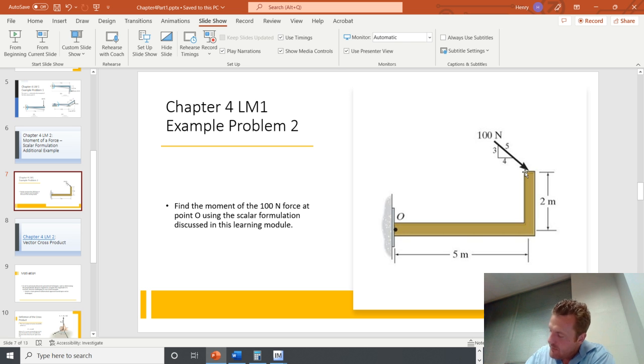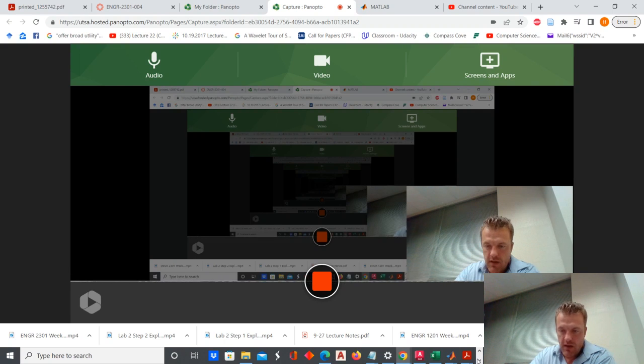And we're applying a 100 Newton force, and we're given some geometrical information that will allow us to do the decomposition. What we want to do is find the actual moment of that 100 Newton force about O. So let's talk about how we would go about doing this.